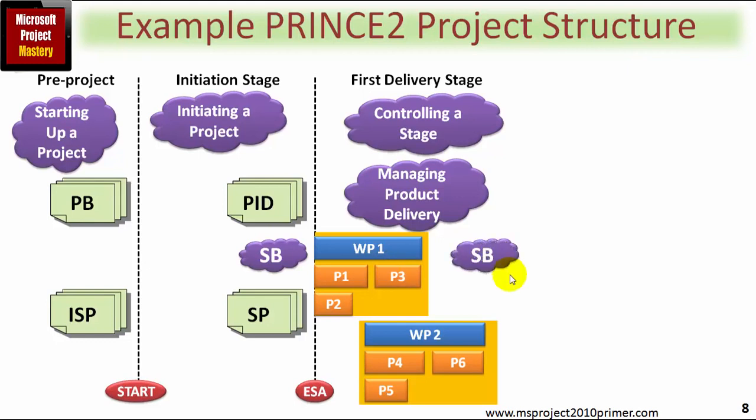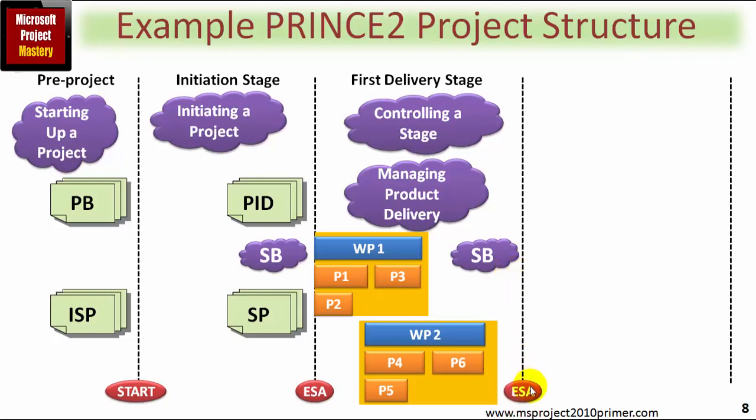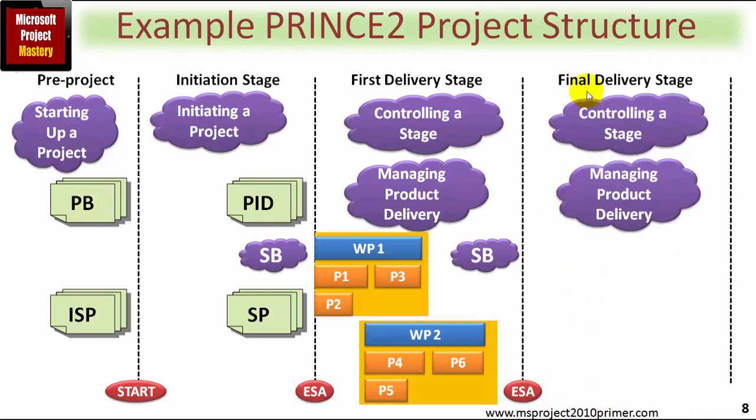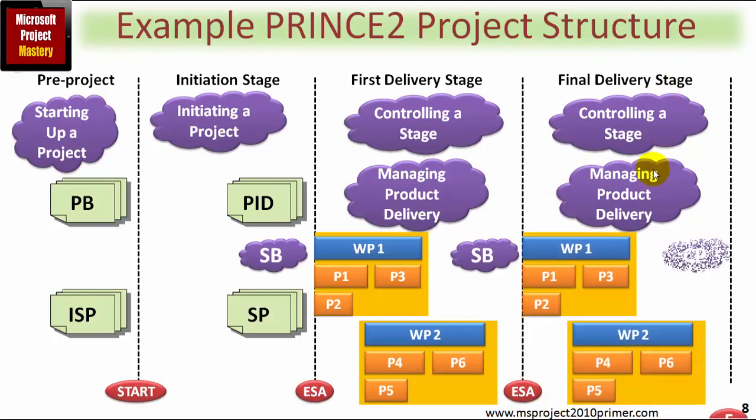At the end of the first delivery stage, if there are further stages, then managing a stage boundary will be used and an end stage assessment held to decide whether or not the project should continue to the next stage. If we're just assuming 3 stages, then this would be the final delivery stage, very similar to previous, except for the fact that we would use the closing a project process in the final stage. And yes, a module on closing a project has been included within your Microsoft Project 2010 templates. That would bring us to the finish or close of the project.